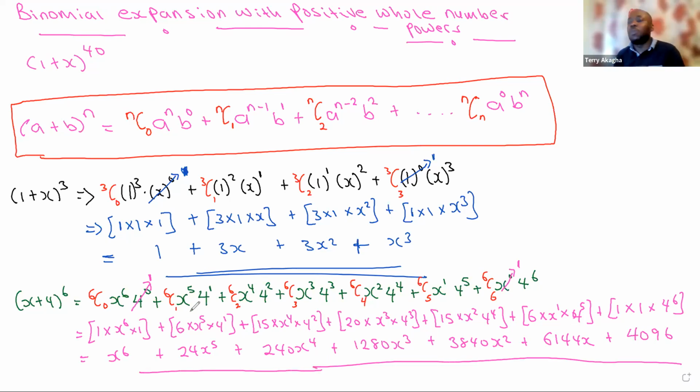So you can see this is the first term, second term, third term, fourth term, fifth term, sixth term, and what? Seventh term. Okay, I think that will be that for that.